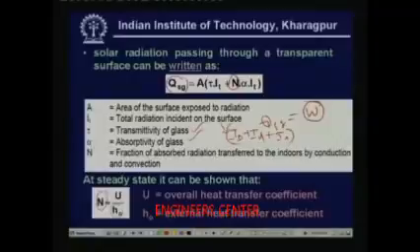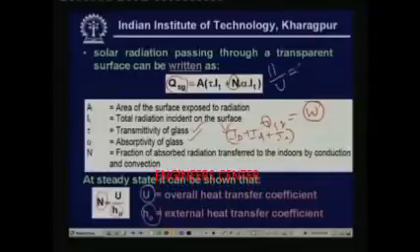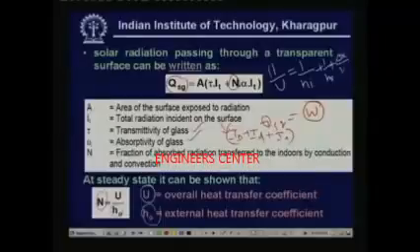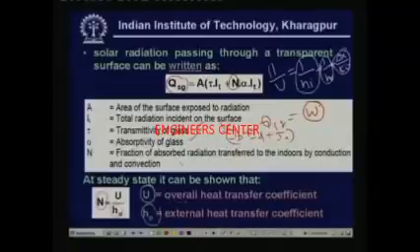divided by h naught, where U is the overall heat transfer coefficient, okay, and h naught is the external heat transfer coefficient. So, U is the overall heat transfer coefficient for a flat glass. 1 by U, you know that the expression 1 by U is 1 by h i plus 1 by h naught plus delta x by k wall. Okay, this is the resistance of the wall, this is the convective resistance on the outside, this is the convective resistance of the inside.